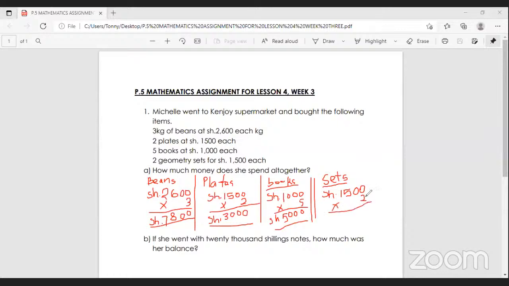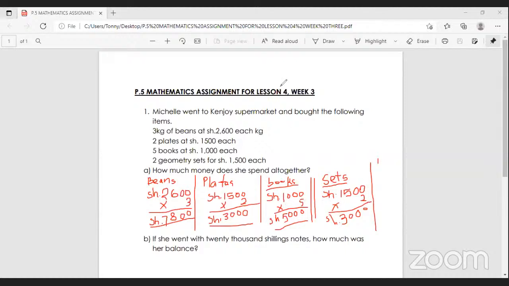So here also you multiply. 2 times 0, you will get 0. 2 times 0, you will get also 0. And then you have 2 times 5, which gives you 10. You write 0 and you regroup 1. Then 2 times 1 is 2, plus the 1 that you have carried, which gives you 3. Now you know your expenditure on 3 kilograms of beans, your expenditure on plates, on books and on geometry sets.